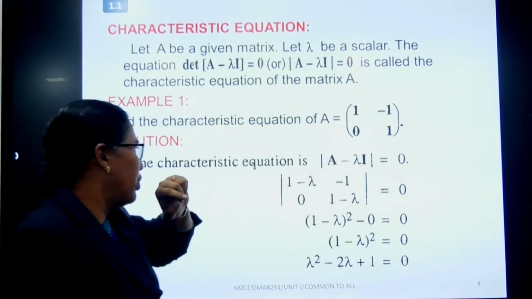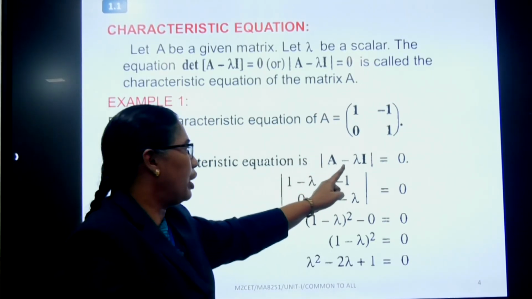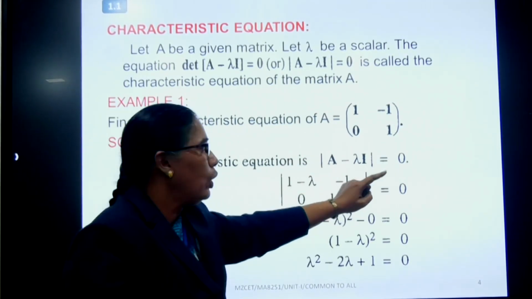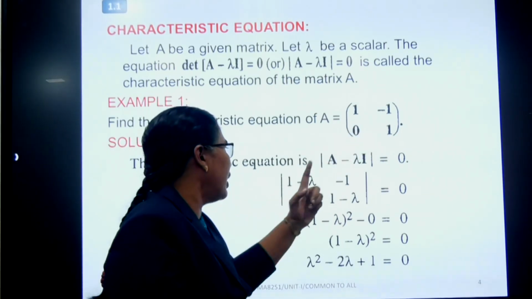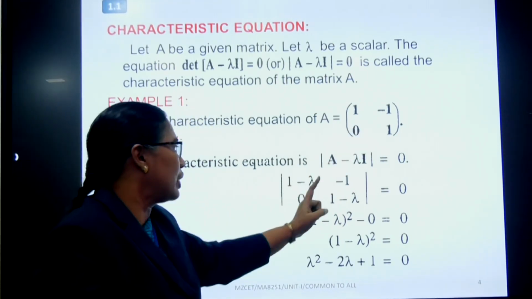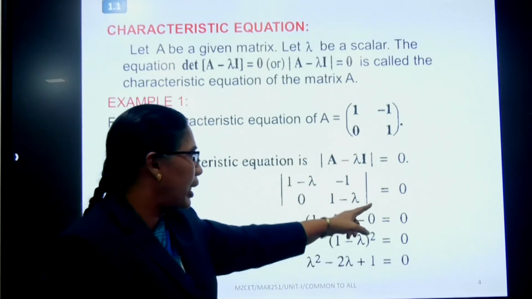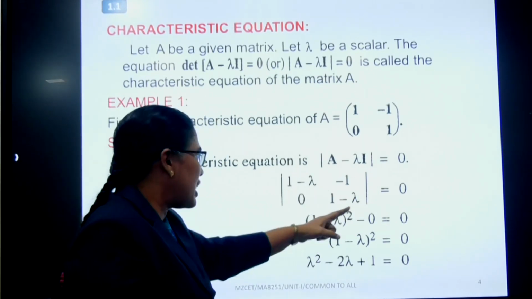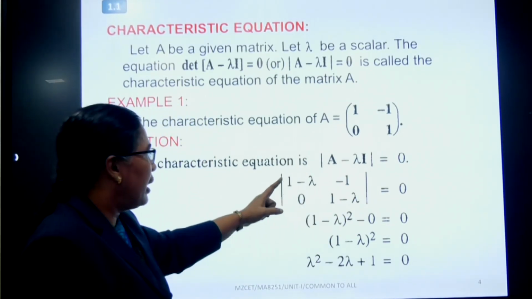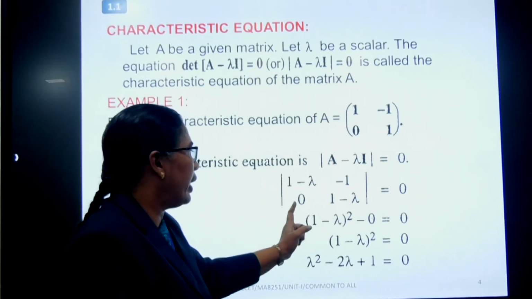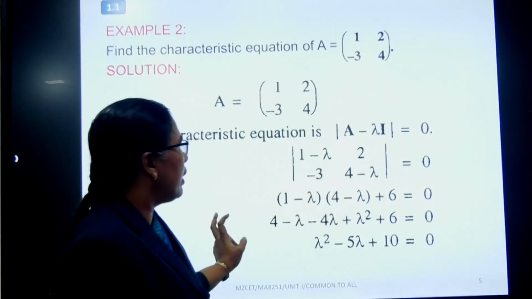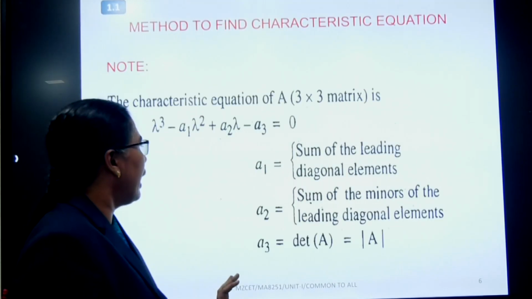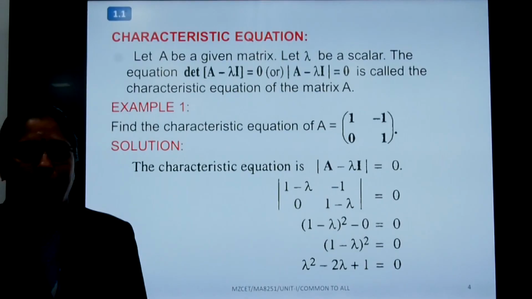The characteristic equation is nothing but determinant of A minus lambda I is equal to 0. So I am writing in the determinant form: 1 minus lambda, minus 1, 0, 1 minus lambda is equal to 0. Now I am expanding this determinant: 1 minus lambda the whole square, into 0. So we get the characteristic equation.